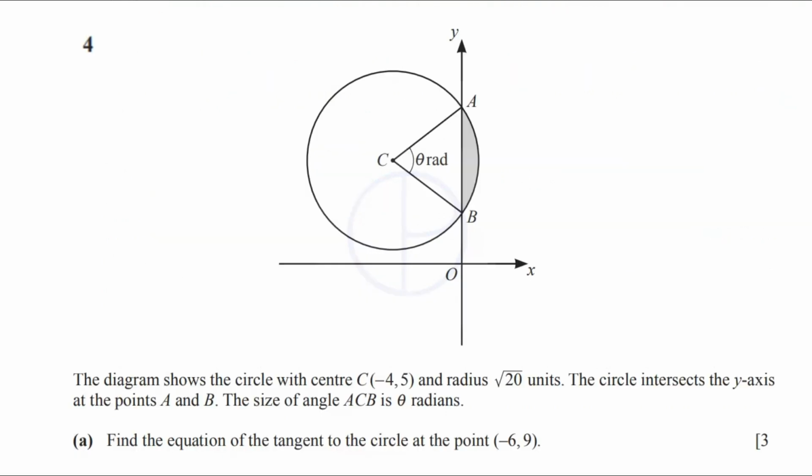The next question is: the diagram shows the circle with center -4, 5 and radius square root of 20 units. The circle intersects the y-axis at the points A and B. The size of angle ACB is theta radians. Find the equation of the tangent to the circle at the point -6, 9. Let's take the point -6, 9 somewhere here on the circle and we need to find the equation of the tangent.